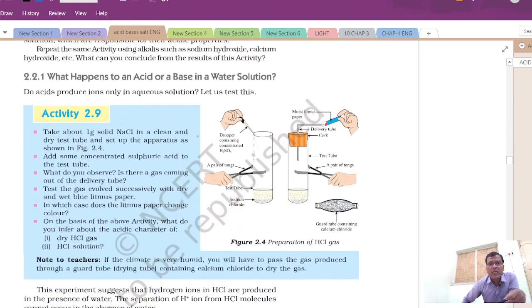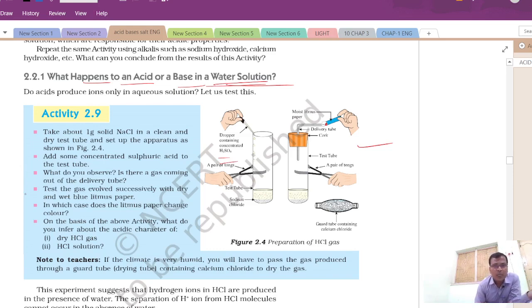What happens to an acid or base in a water solution? This is important. What happens when an acid or a base is added in water solution? What will happen? You can see here, this is done very carefully. Sodium chloride is being added very slowly into the H2SO4 solution. What will happen?